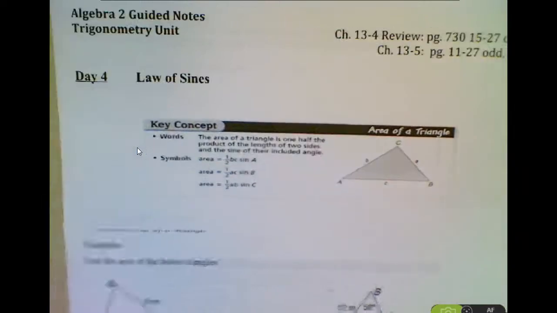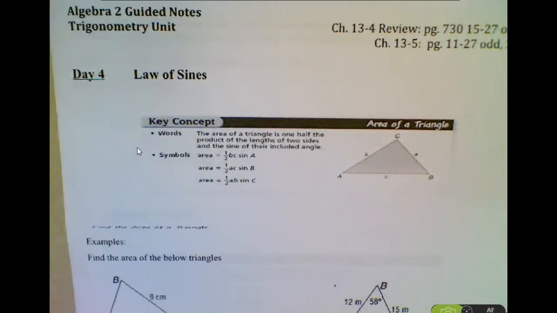So, previously, in order to do anything with triangles, it's really been helpful if we have a right triangle. Law of sines and law of cosines allows you to find the measurements of the angles and sides of any triangle, regardless of whether it has a 90-degree angle or not, including the area. So that's what we're going to start with.